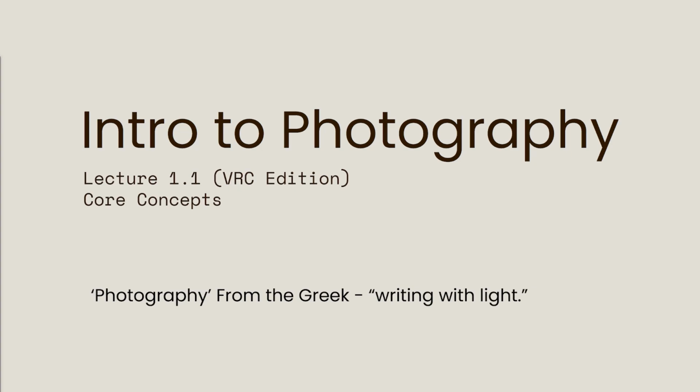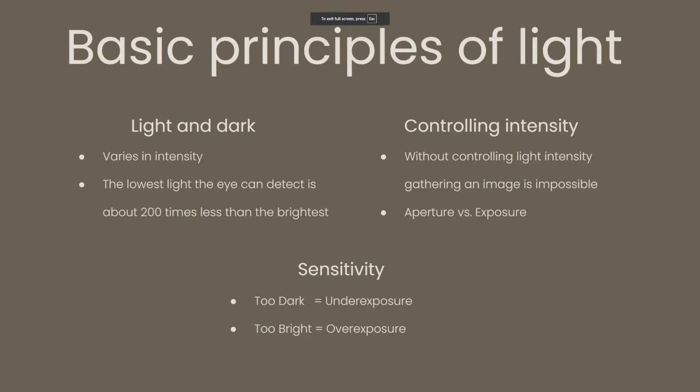And first and foremost, what is photography? It comes from the Greek, writing with light, how to paint an image. The basic principles of light: you have light and dark, your contrast, which varies in intensity. The lowest light that the human eye can actually detect is about 200 times less than the brightest. So while it might seem like there's a pretty large range of light and dark, it's relatively narrow that you can perceive.